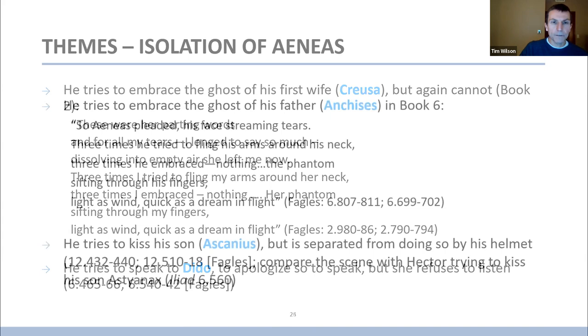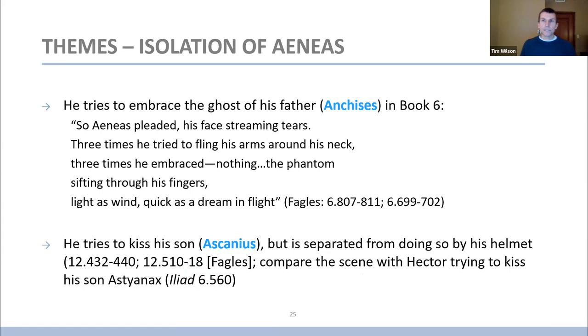So in book six, he's in the underworld, speaking with his father Anchises. His father Anchises had died, and he sees his father there. And so Aeneas pleaded, his face streaming with tears. Three times he tried to fling his arms around his neck. So three times again, he tries to hug, this time his father. Three times he embraced nothing, the phantom sifting through his fingers, light as wind, quick as a dream in flight.